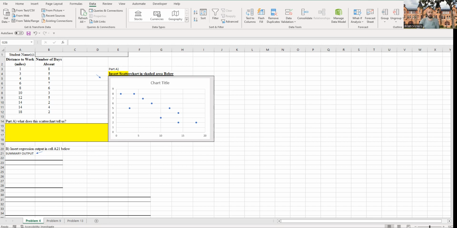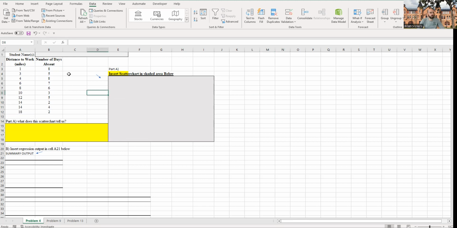So the data is going to be different, but what questions you're looking to answer are going to be the same. So in problem number 1, you guys are going to be looking at Bicycling World magazine, looking to see if the weight of a bicycle has an effect on the price of that bicycle. And what we're going to be doing in this practice problem is looking at problem number 4 to see if the distance to work has an effect on the number of days that a person's absent.